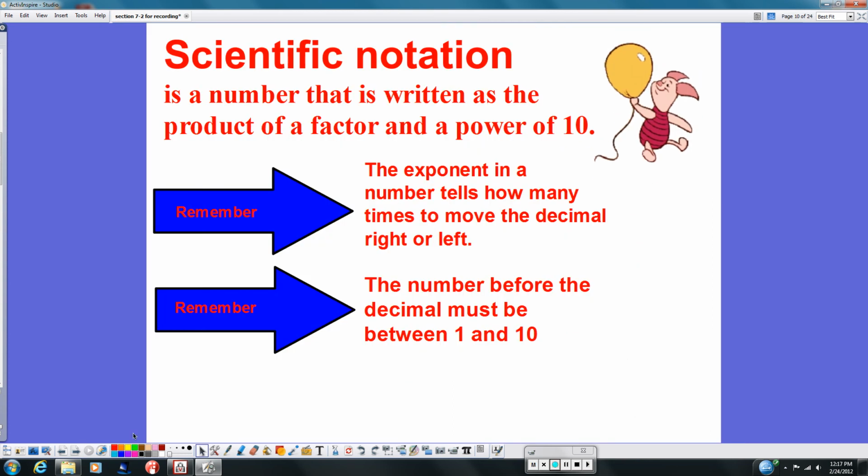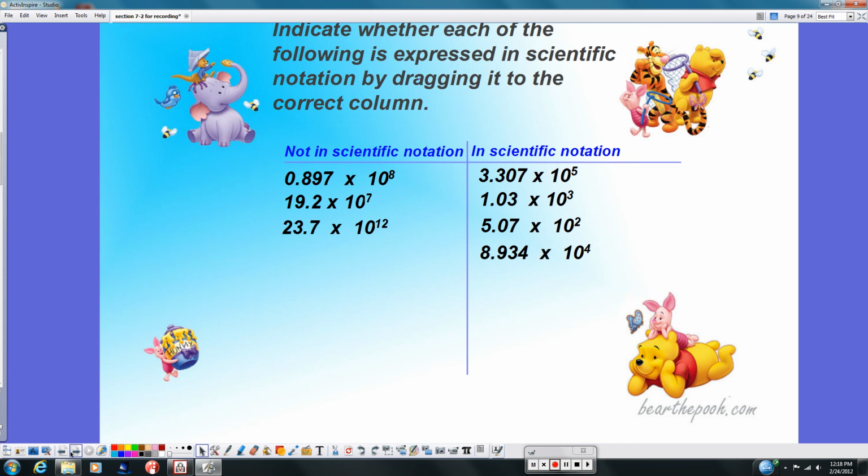Again, scientific notation is a number that is written as the product of a factor and a power of 10. The exponent is going to tell us how many times to move the decimal to the left or the right, and the number before the decimal has to be between 1 and 10.